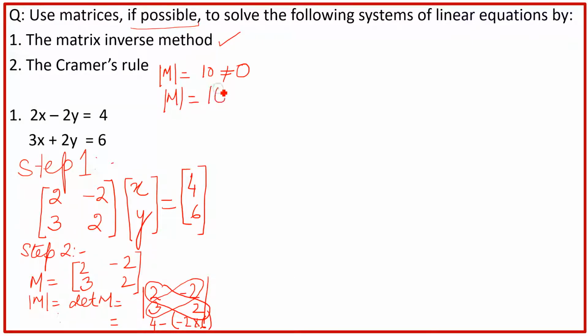So here it says if possible. If possible means if the determinant is any integer, plus or minus, it means it is possible. But if it is 0, it is not possible. That is why it says if possible. If we get the determinant 0, we cannot proceed. We cannot solve our question. So here the determinant is 10.